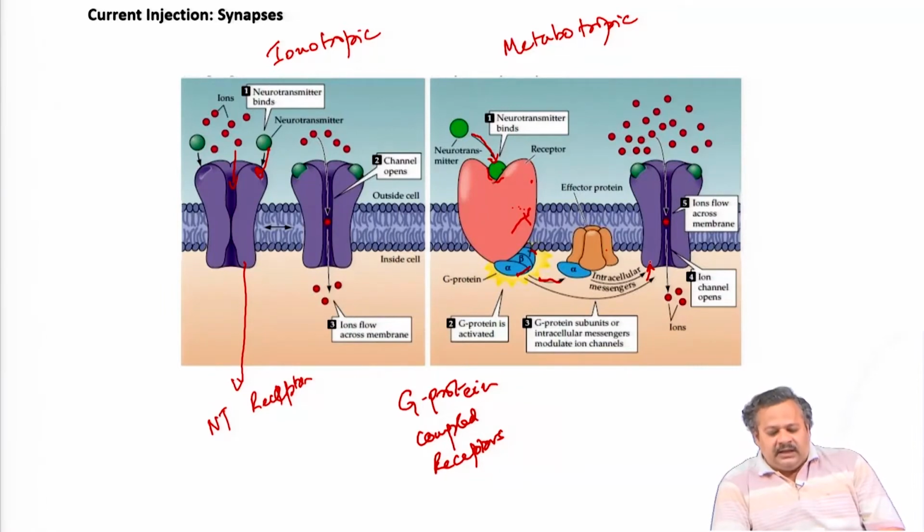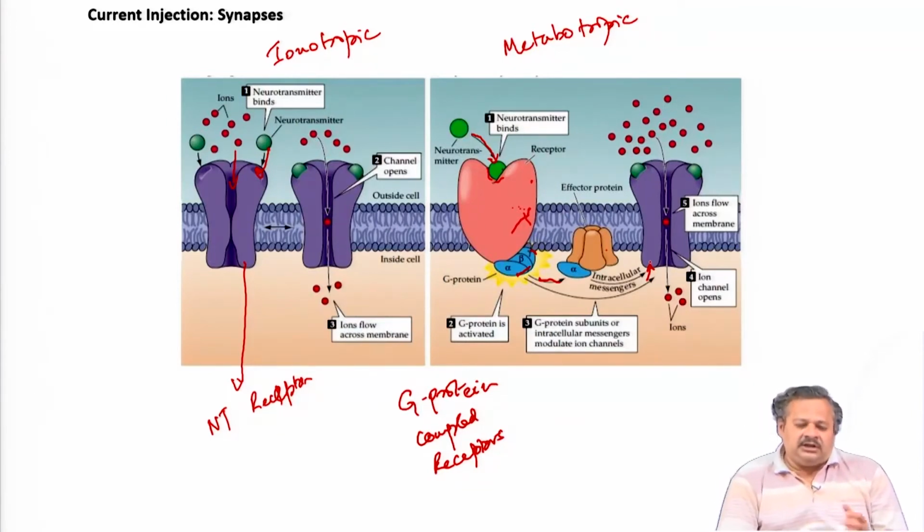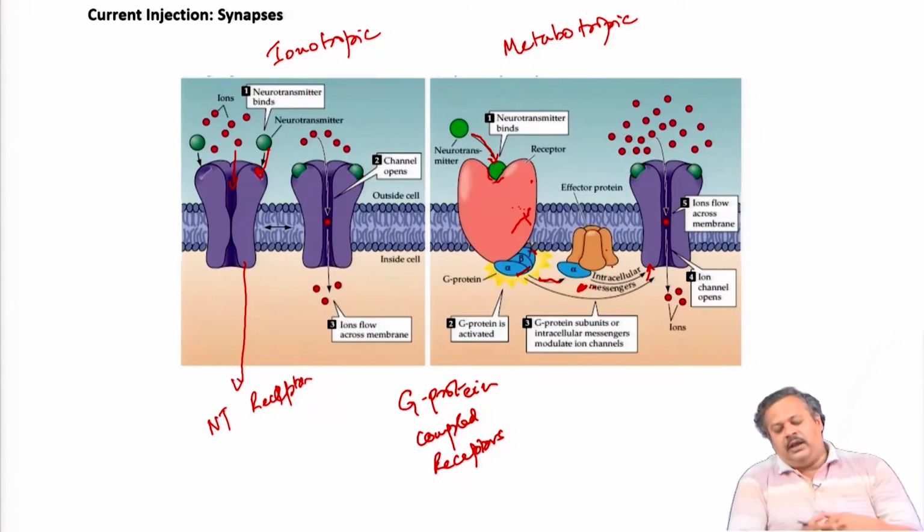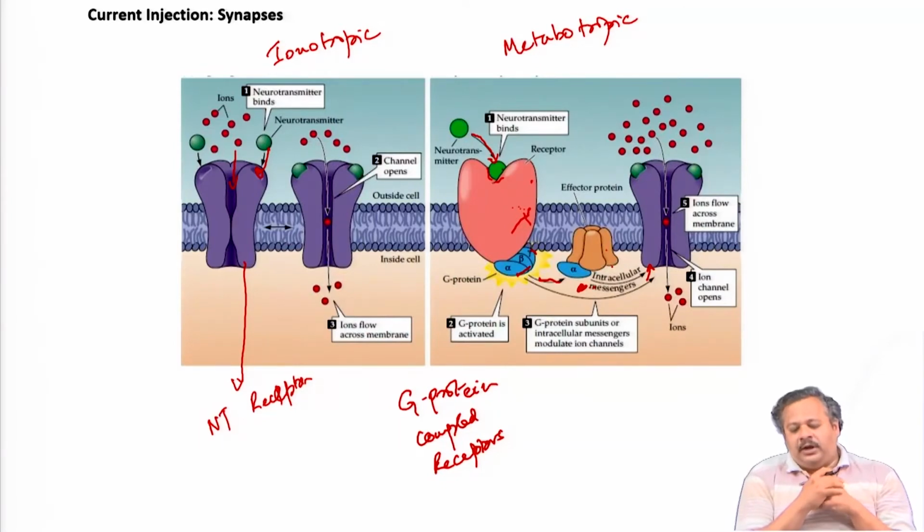And in this case, the current that is caused is slow, as opposed to the fast current injection that we see in the ionotropic case. And these currents are also longer lasting because the intermediate proteins or molecules that are involved in indirectly modulating or opening the ion channel will take some time to be deactivated, because there are processes that come into play that go and deactivate these molecules.